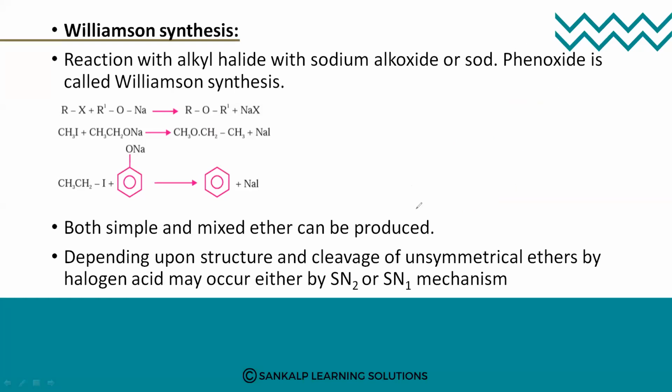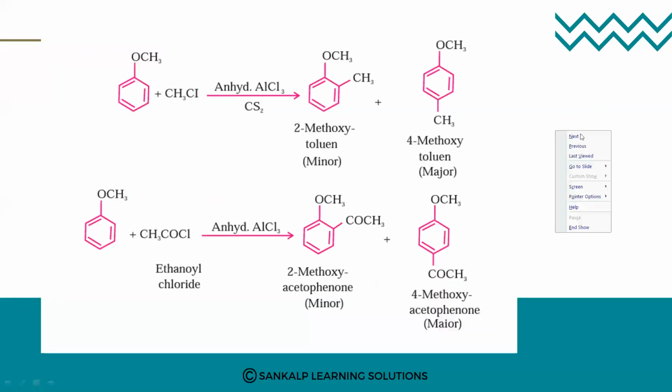Depending upon the structure, the cleavage of unsymmetrical ethers by halogen acids may occur either by SN1 or SN2 mechanism. So by this Williamson ether synthesis, you can produce either a simple ether or a mixed ether. Depending upon the structure and where the cleavage takes place in the unsymmetrical ether, the mechanism may vary, either SN1 or SN2.